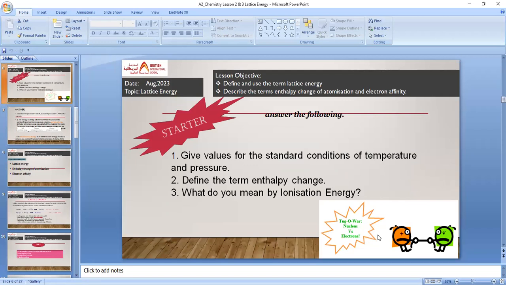Okay, give values for the standard conditions of temperature and pressure. Do you remember what the standard conditions of temperature and pressure were? Standard temperature was 298 K, very good, and standard pressure was 1 atmosphere. Very good. Define the term enthalpy change.